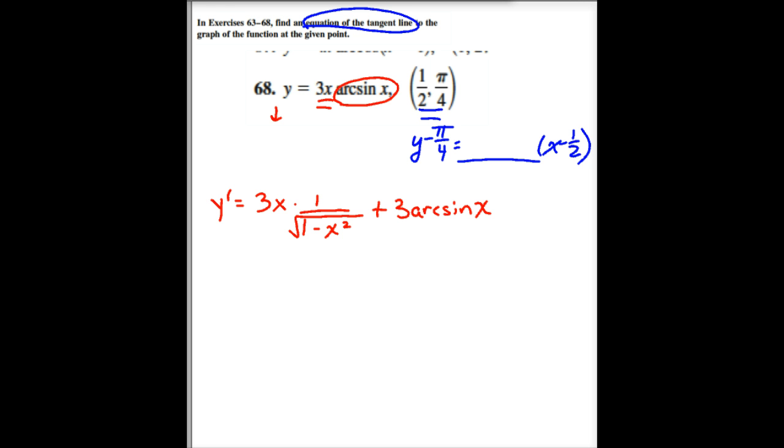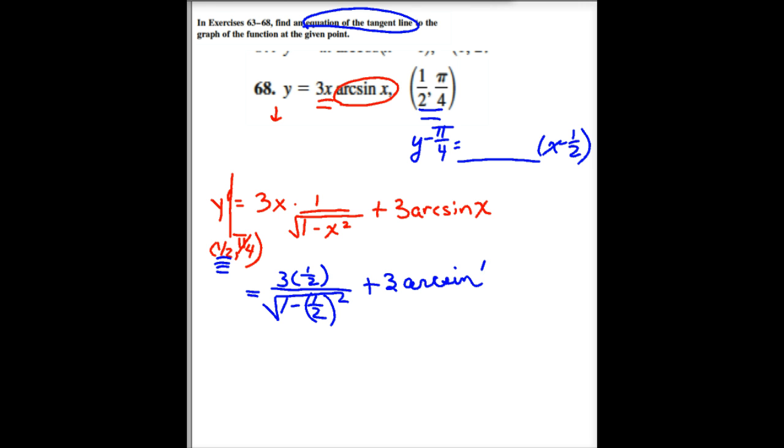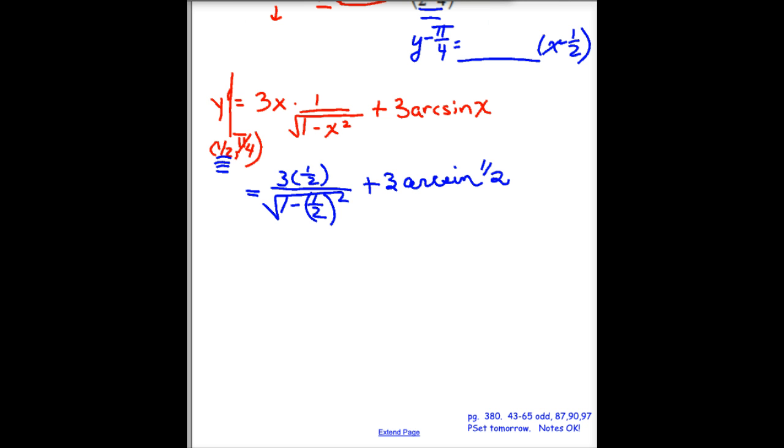And there's no need for me to clean this up because I want a numerical derivative. I want to figure out what it is at that particular point. So instead of risking making a mistake cleaning it up, just leave it because you really just want to get its value. So I'm going to replace. This derivative is explicitly given in terms of x. So I've got 3 times 1/2 over the square root of 1 minus 1/2 squared plus 3 times arcsine 1/2. And what I'm going to do now is clean that up because that's a big ugly mess.